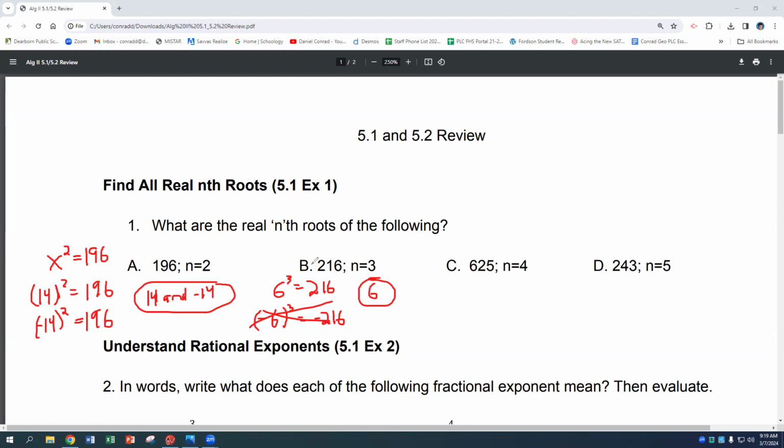Or if you're finding the third root of negative 216, your answer would be negative 6, right? But the third root of positive 216 is positive 6.